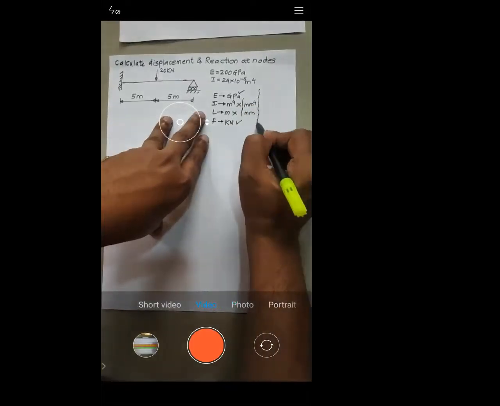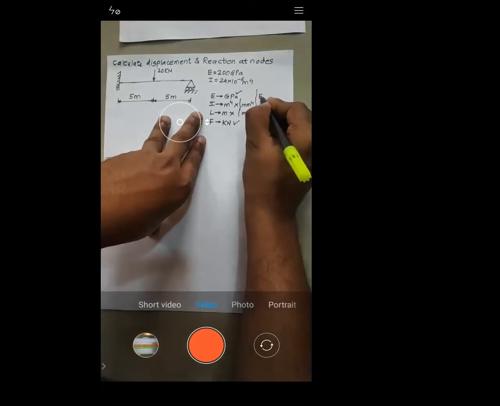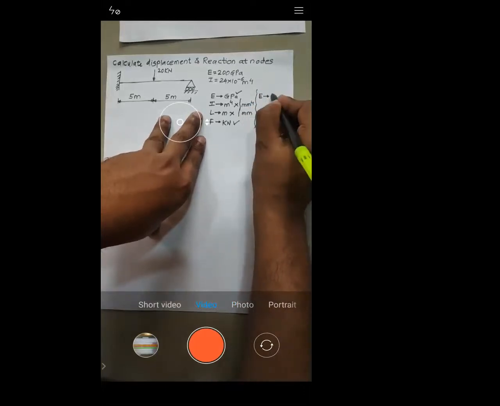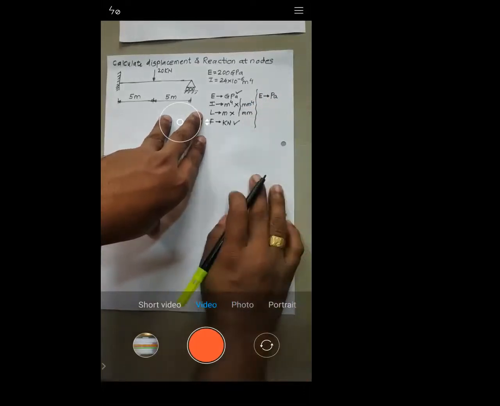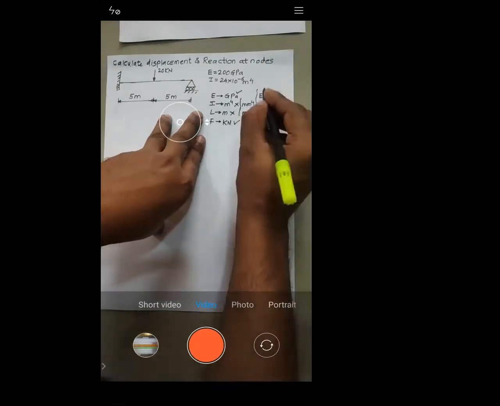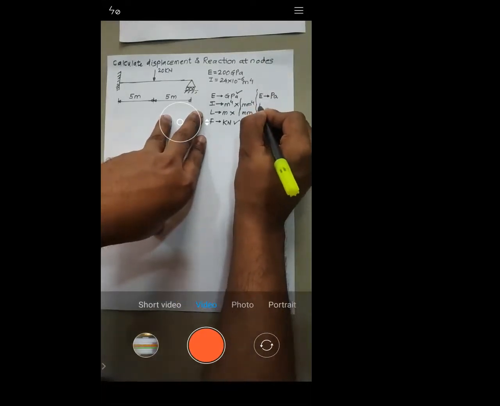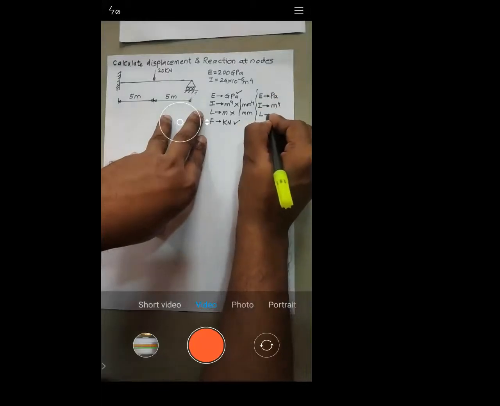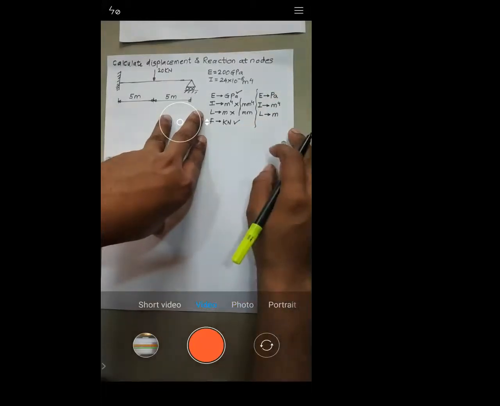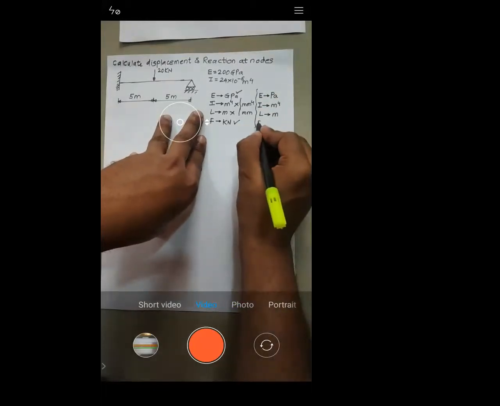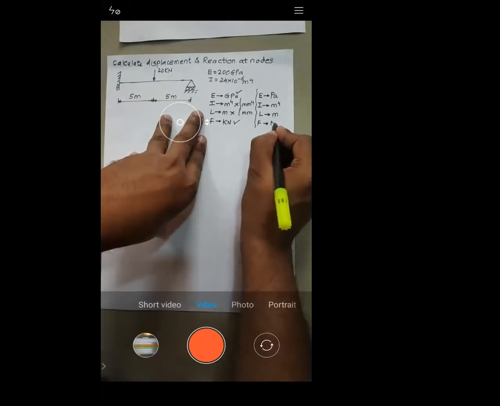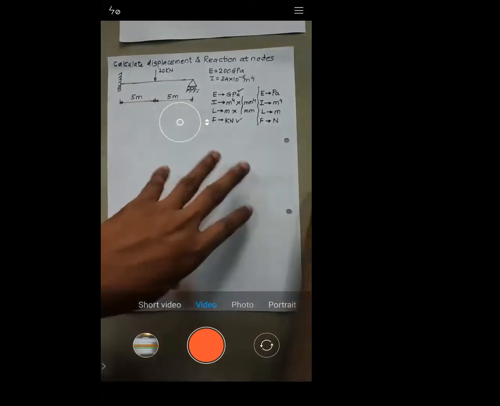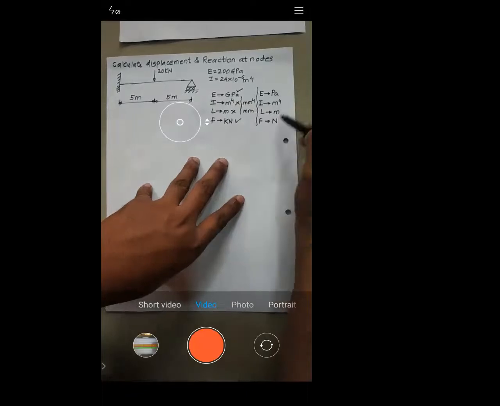Otherwise, what you can do is convert this E into Pascal, just by multiplying by 10 raised to power 9. What is your I? It is already in meter raised to power 4, so there is no problem. Then your length is again in meter, so there is no problem. And your force is in kilonewton, so you convert this into Newton. So which is okay? This first one or second one?